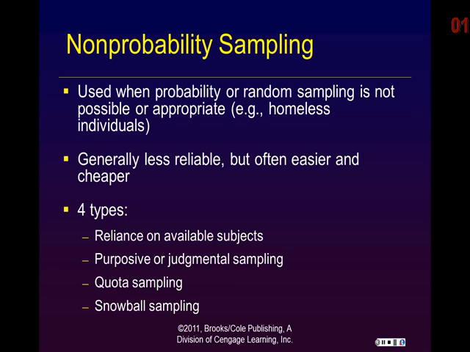Each in turn, I will talk about the four basic types of non-probability sampling: reliance on available subjects, purposeful or judgmental sampling, quota sampling, and finally snowball sampling.